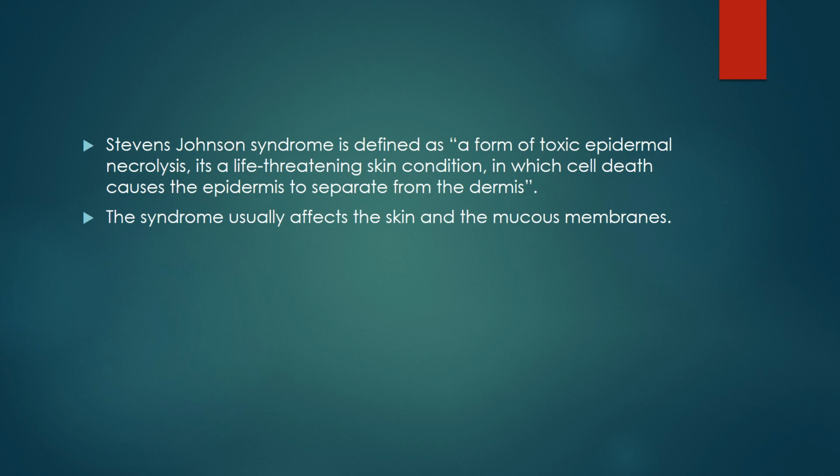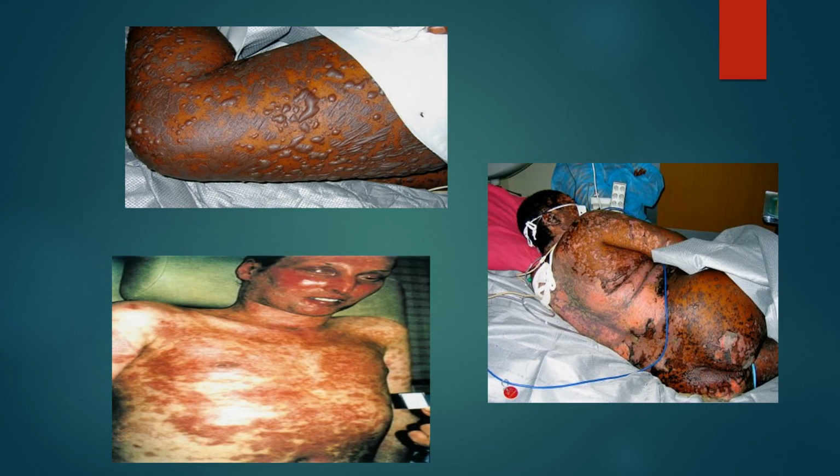Stevens-Johnson syndrome is defined as a form of toxic epidermal necrolysis. It's a life-threatening skin condition in which cell death causes the epidermis to separate from the dermis. The syndrome usually affects the skin and the mucous membranes. These are a few types of effects on the skin caused by Stevens-Johnson syndrome.